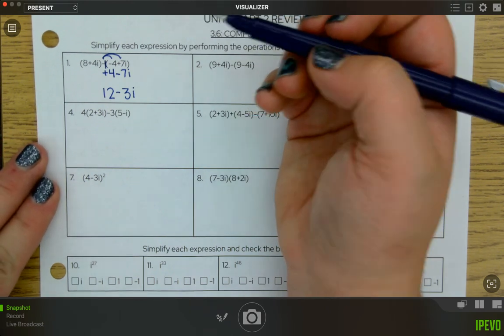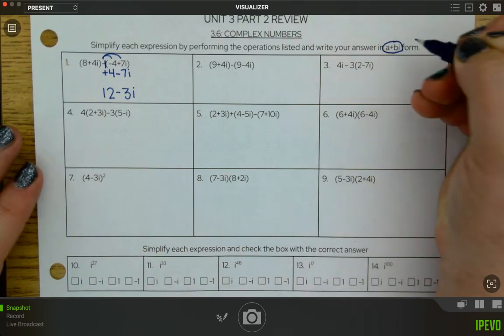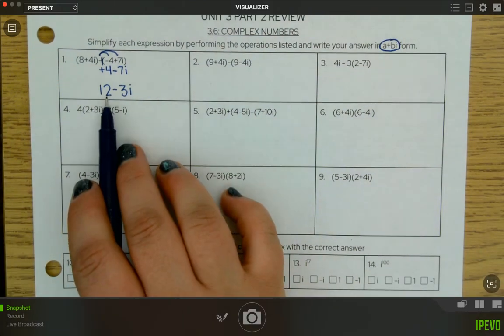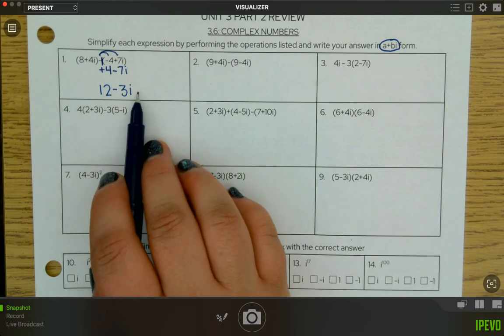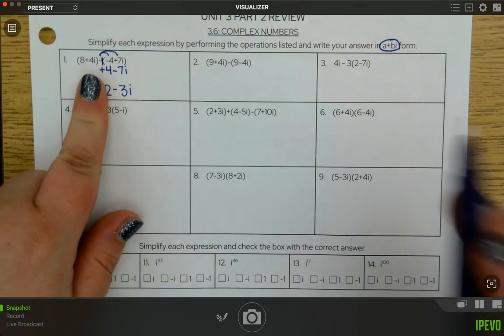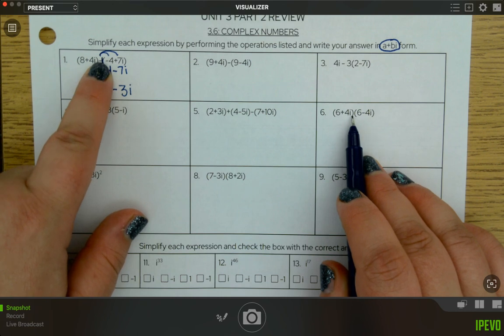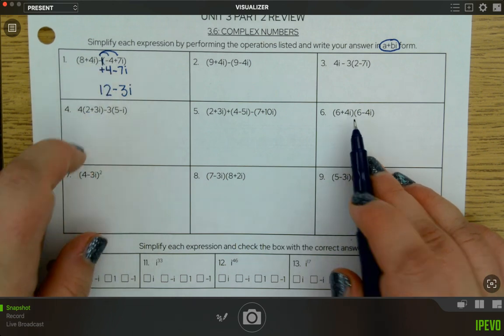Also, notice how in the directions it says a plus bi form. That means the real number goes first and then the imaginary part. Okay, this isn't -3i plus 12, it's 12 minus 3i. Do pay attention to whether or not there's a symbol in between those parentheses because this could easily get confused with this. The only difference being that there's a minus in between these and not over here.